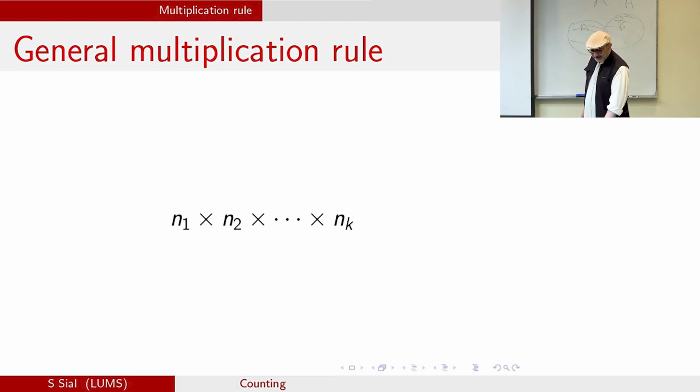Now, what if, in the general rule, there were k steps to doing an operation? The first step can be done in n1 ways. After each one of those n1 ways, there's n2 ways of doing the next step. There's n3 ways of doing the next step, up to nk ways. So the general multiplication rule says that the total number of ways of performing the operation is n1 times n2 times n3 and so on up to nk. All right?